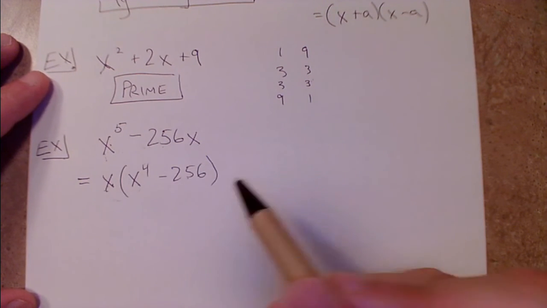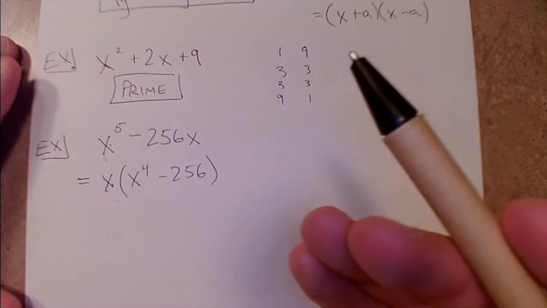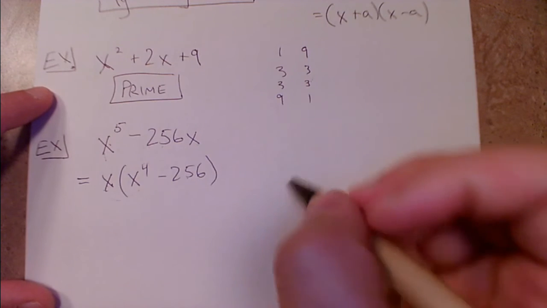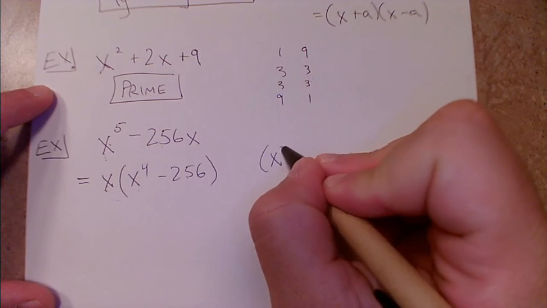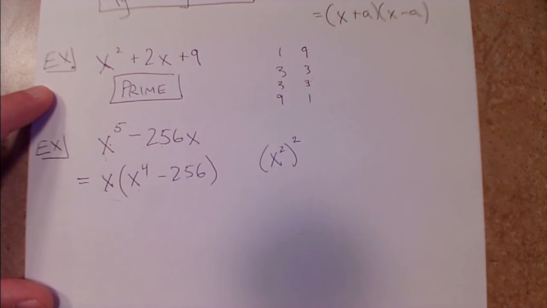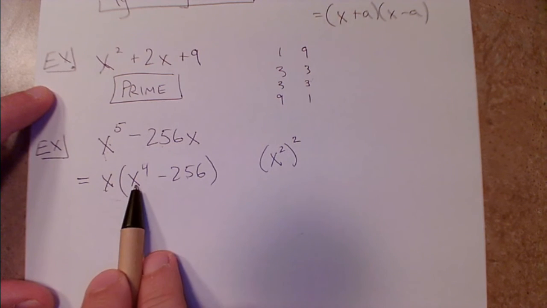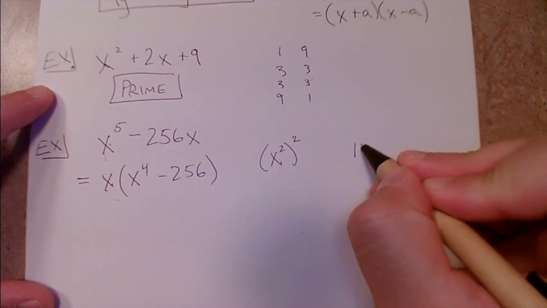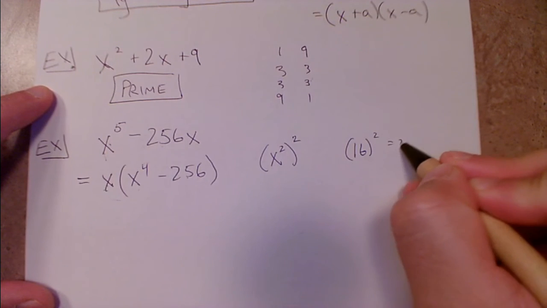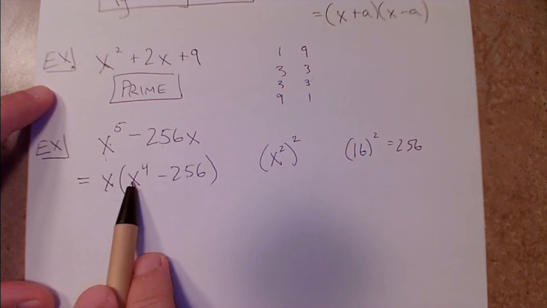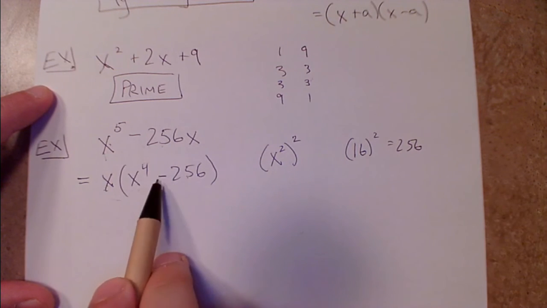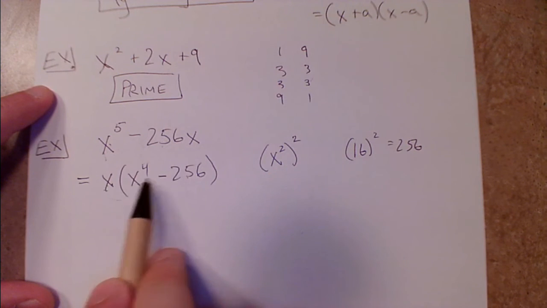Now, again, this doesn't really look like something that we've done, because every single thing had a highest power of 2. But if we look, notice that x to the fourth is x squared, squared. So that's a perfect square right there. And that 256, well, that's 16 squared. And so this is one of those things that I think is so important to try to recognize. It's a difference, a subtraction, of two perfect squares.